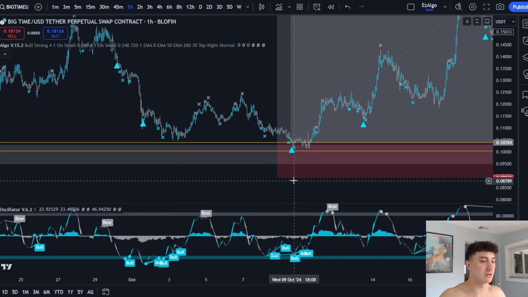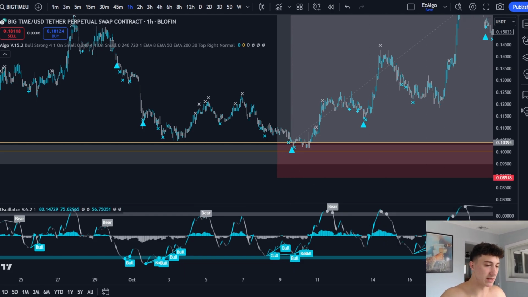Now, if you don't want to get our premium indicators, you can use Fu Manchu Cipher B, which is a free alternative. Although the divergences lag a little bit and it's not real time, it's still a pretty decent alternative. But again, the Easy Oscillator is the best in the game.